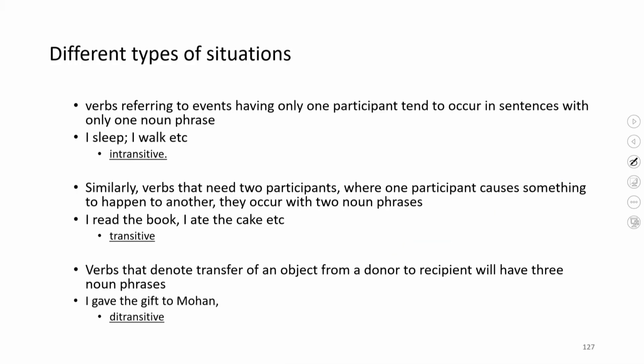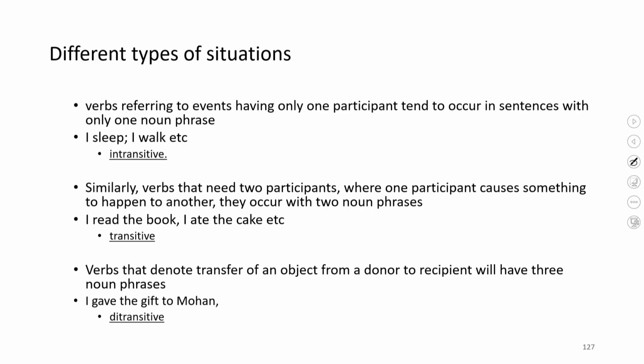So, what does syntactic bootstrapping basically do? It works across different kinds of situations. For example, verbs referring to events having only one participant tend to occur in sentences with only one noun phrase, like I sleep, I walk, etc. If a sentence has only one noun phrase, typically it will be an intransitive verb, right. Sleeping, walking, falling, these are all intransitive, because I walk, I am doing the one thing, there is no other object, no direct object involved.